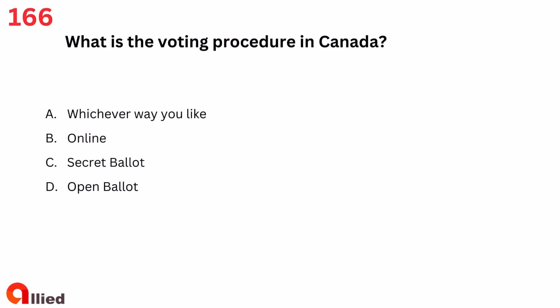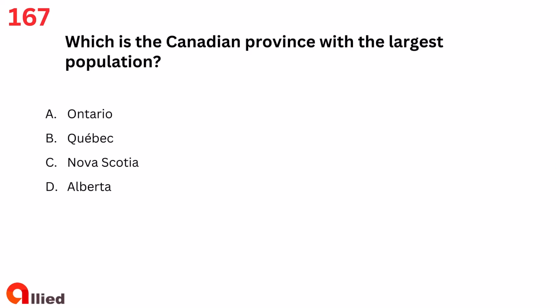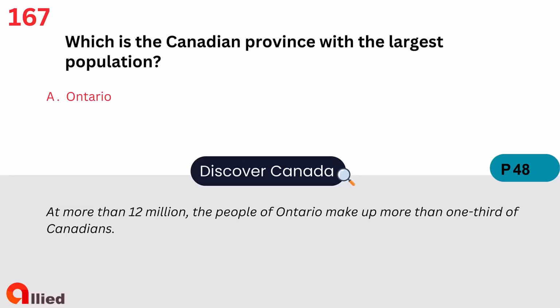Question 166. What is the voting procedure in Canada? A. Whichever way you like. B. Online. C. Secret ballot. D. Open ballot. The answer is C. Secret ballot. Question 167. Which is the Canadian province with the largest population? A. Ontario. B. Quebec. C. Nova Scotia. D. Alberta. The answer is A.